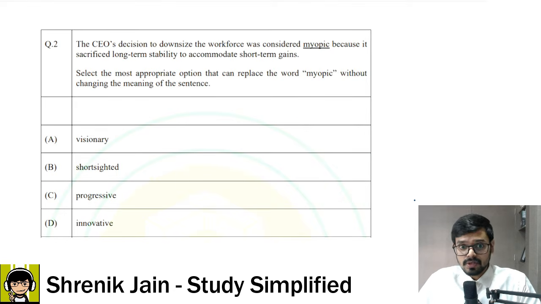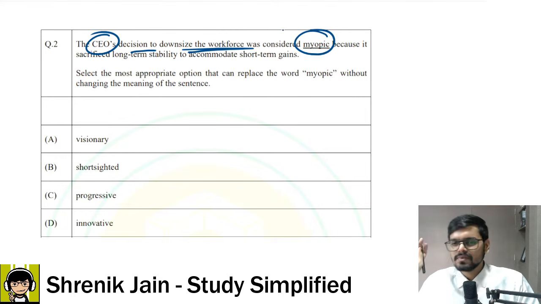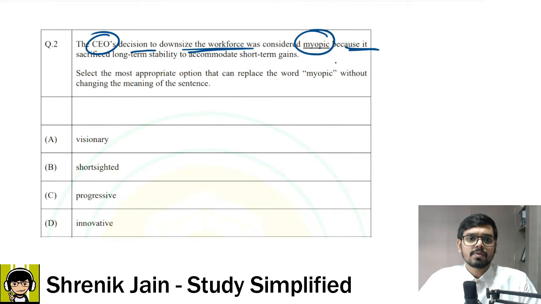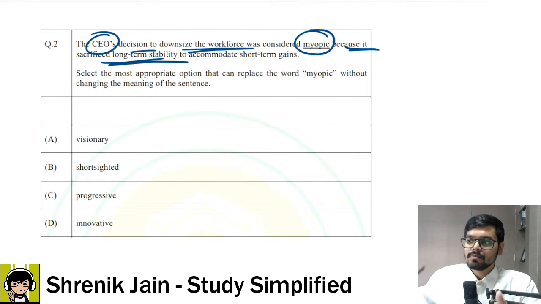And for that reason, the CEO's decision was to downsize the workforce. And that was considered myopic, like very short-term vision. Why? Because it sacrificed the long-term stability to accommodate the short-term gains. Right? For the short term, it will look good that you have downsized the workforce, therefore your profits are rising because your expenses are going down. Okay, but that's not what visionaries or leaders look for.